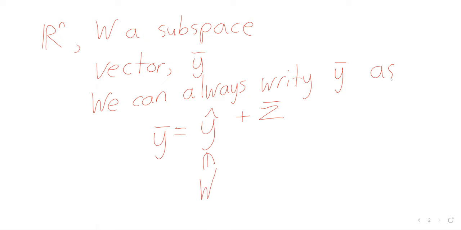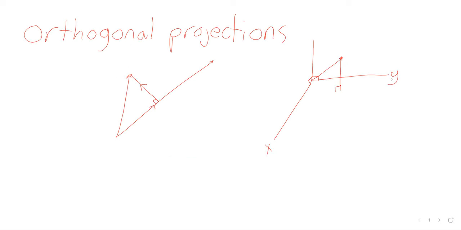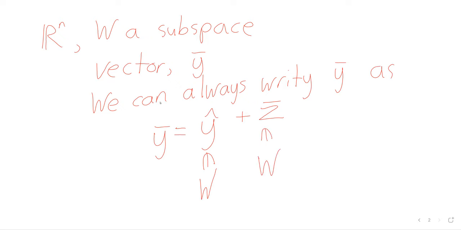Previously, y hat was a scalar multiple of this vector. Now y hat just has to be in the plane. And as for z, z had to be orthogonal to this vector. Now z has to be orthogonal to this thing. In other words, z has to be in the orthogonal complement of the plane. But it's pretty much what we did last time with W instead of a single vector.